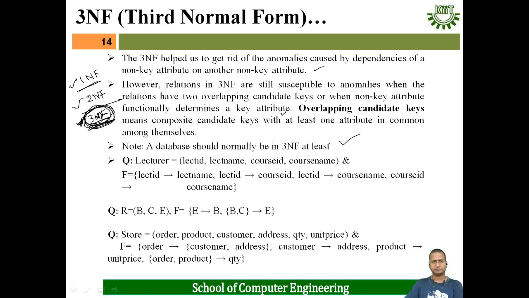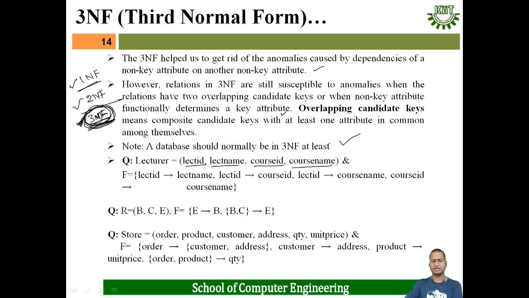The question: Lecturer is the relation, and these are the various attributes: lecture ID, lecture name, course ID, course name. And the functional dependencies are: lecture ID to lecture name, lecture ID to course ID, lecture ID to course name, and course ID to course name. Then what is the normal form of this relation?